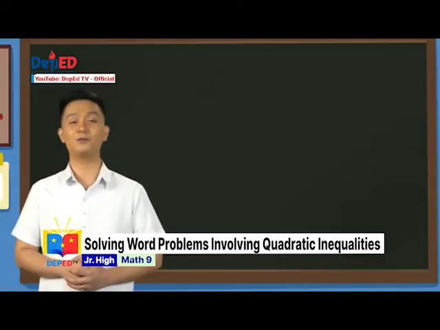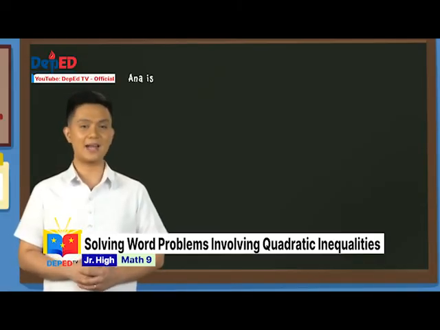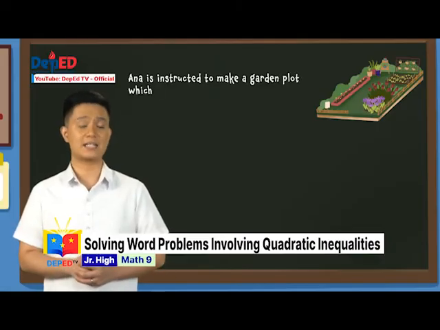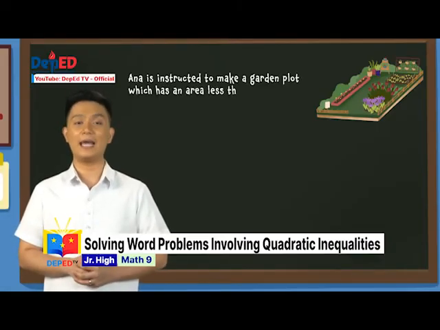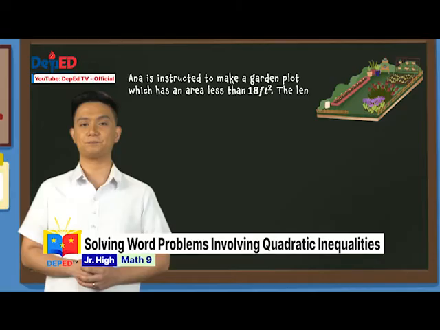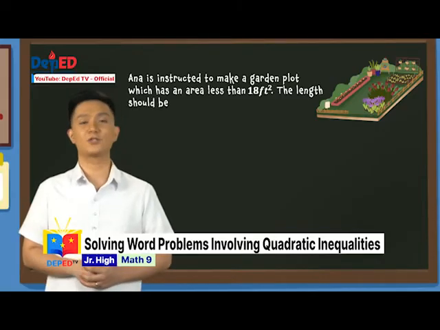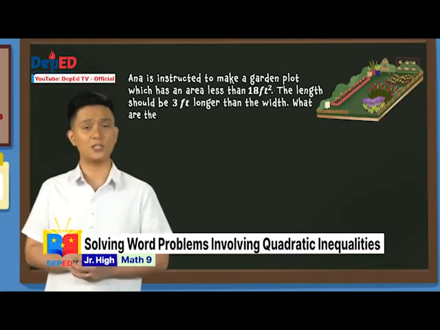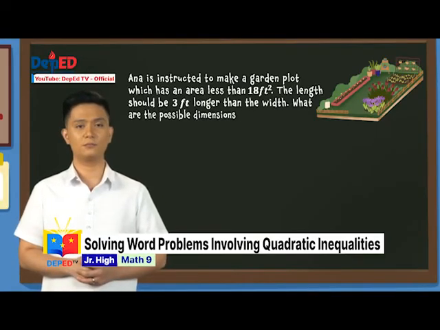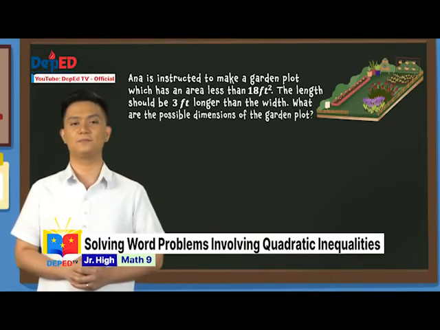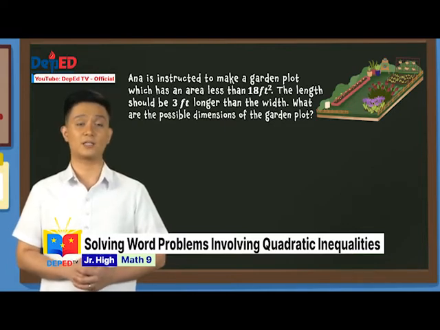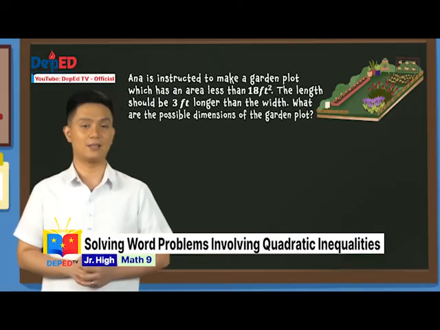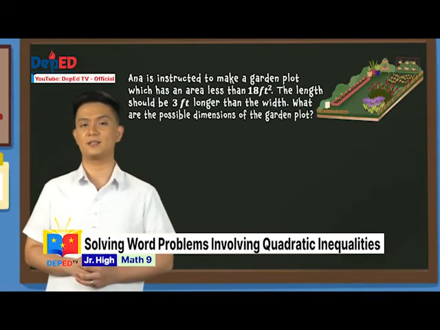Let's solve another problem. Anna is instructed to make a garden plot which has an area less than 18 square feet. The length should be 3 feet longer than the width. So what are the possible dimensions of the garden plot? The garden plot is presumably rectangular. Its area is less than 18 square feet.